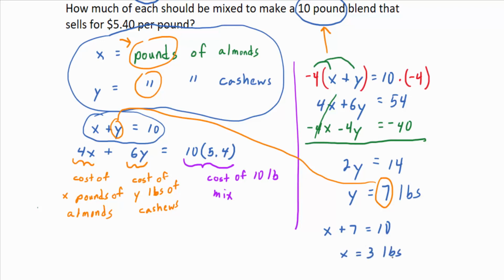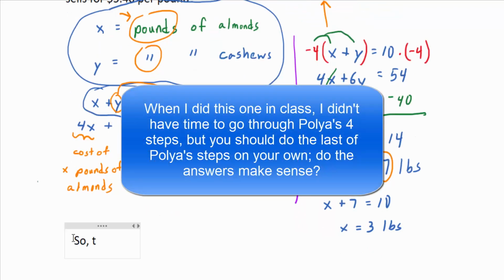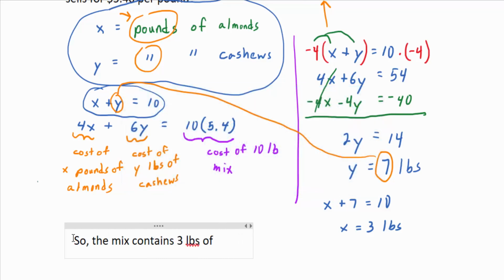Can you summarize the results here? So I'll say the mix contains 3 pounds of, I'll just say almonds for short. And what was the other one? 7 pounds of cashews.